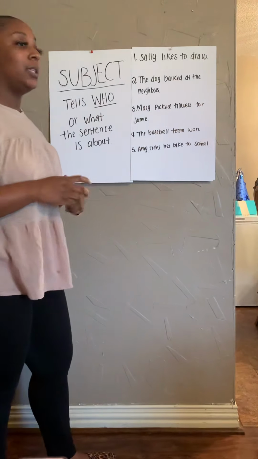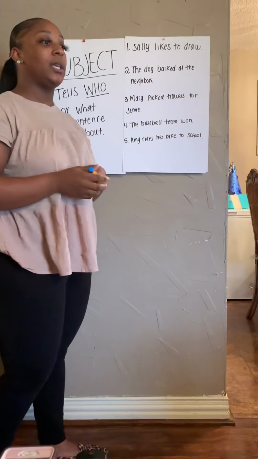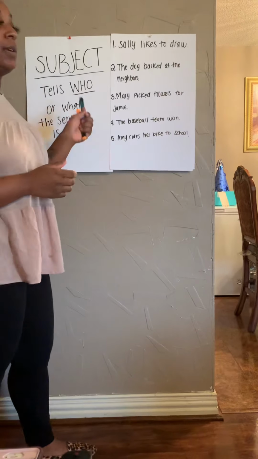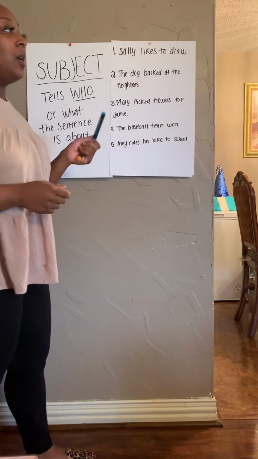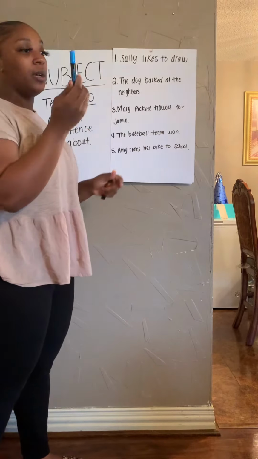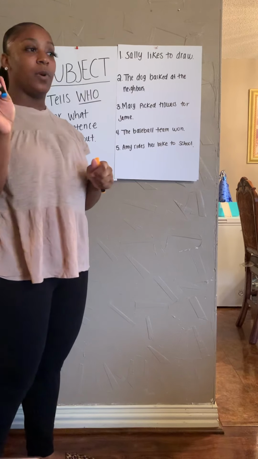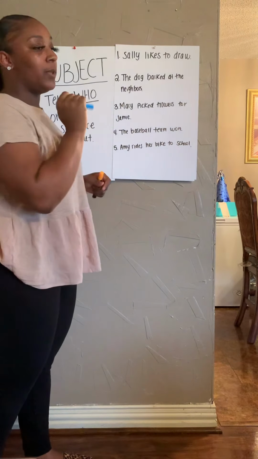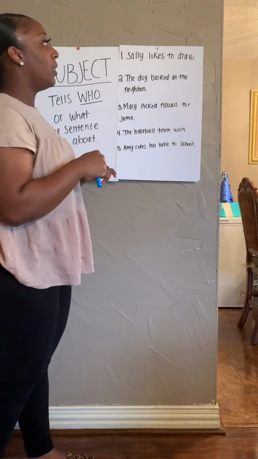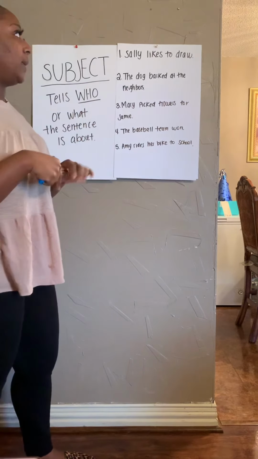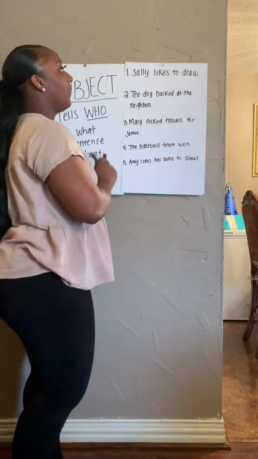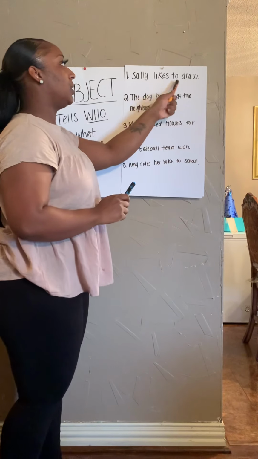Here I have 5 examples of sentences, and we're going to see if you can find the subject and the predicate in these 5 sentences. Whenever we find the subject, I'm going to underline it in a blue marker and mark it with the S for the subject. And for the predicate, we're going to underline it with the orange marker and mark it with the P. So, in our first sentence here, Sally likes to draw.